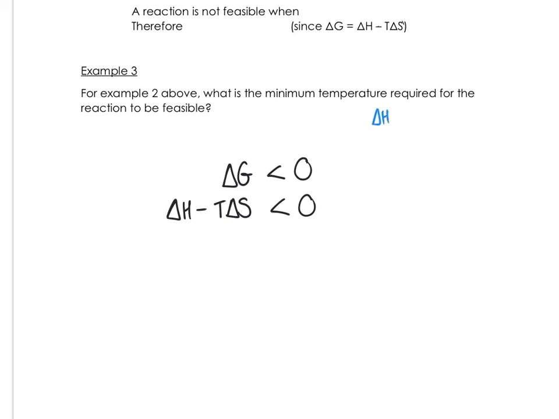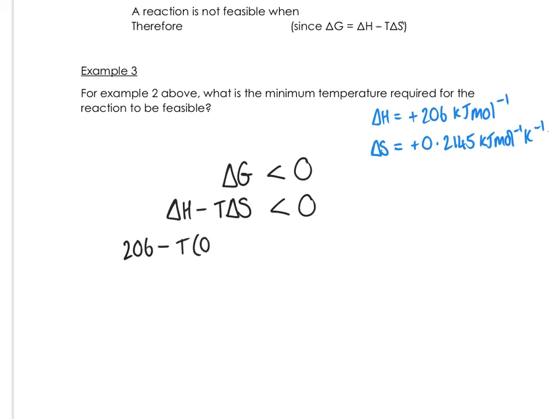Okay, delta H we worked out in the previous question was plus 206 kilojoules per mole. And delta S was plus 0.2145 kilojoules per mole per Kelvin. Okay? So substitute those into my equation here. So delta H is 206 minus T times 0.2145 for my delta S value. All of that has to be less than 0.